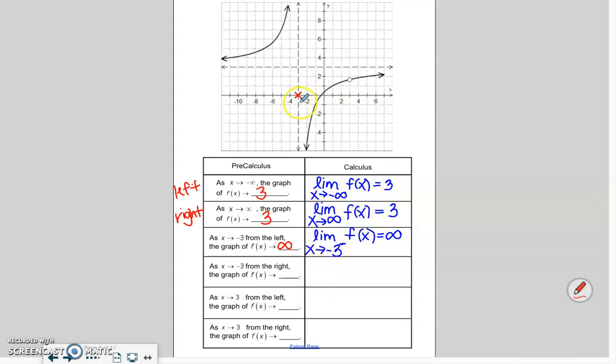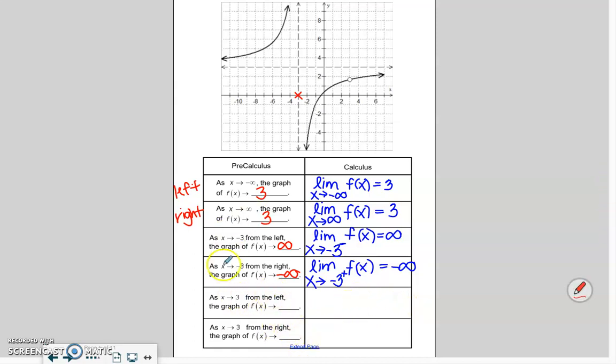Okay, let's do the same thing, but from the right side. So from the right side of negative 3 would be this way. And this is obviously going down forever the closer we get to negative 3. And so that would be negative infinity. Okay, so we're going to write the limit as x approaches not just negative 3, but negative 3 from the right is going to be a little plus. And it's like an exponent. And that was negative infinity.